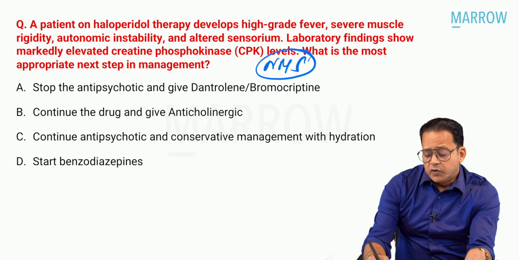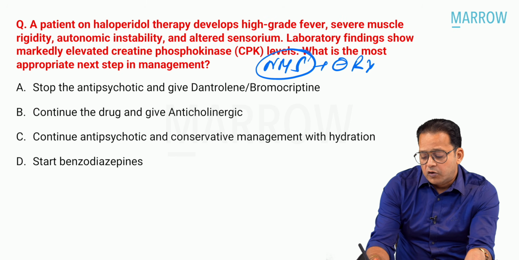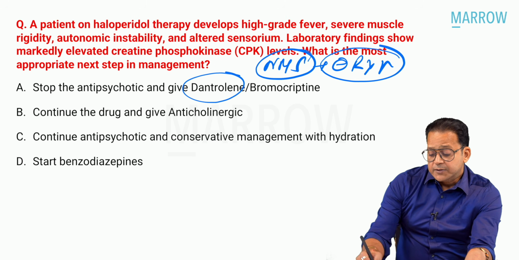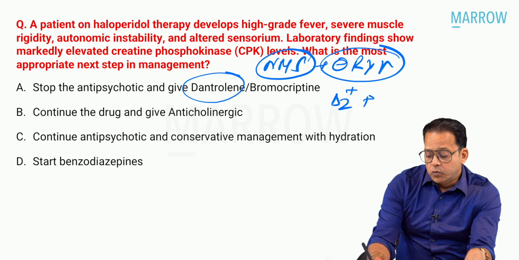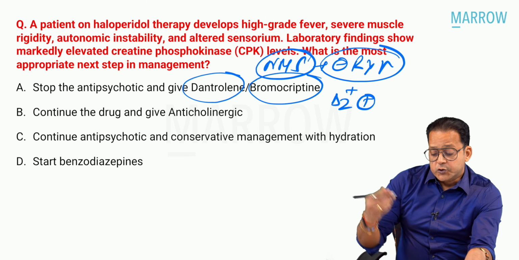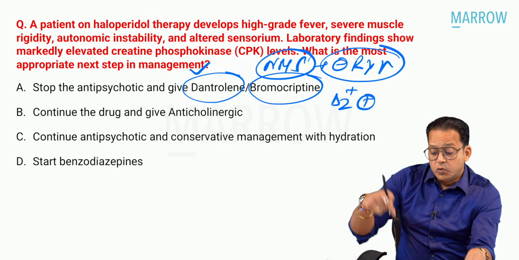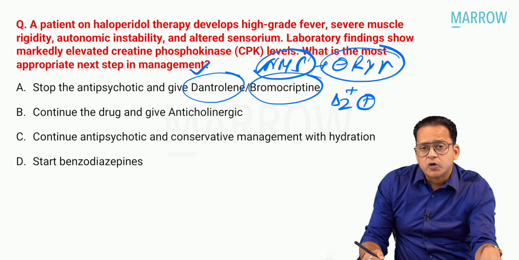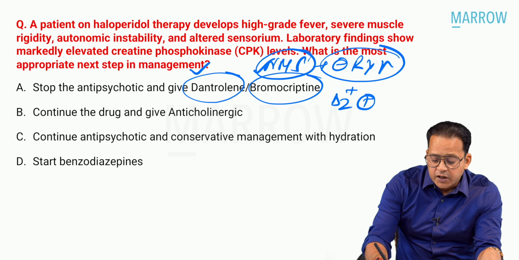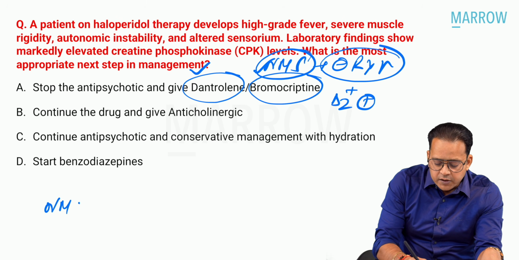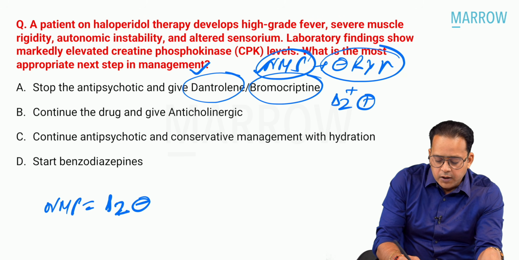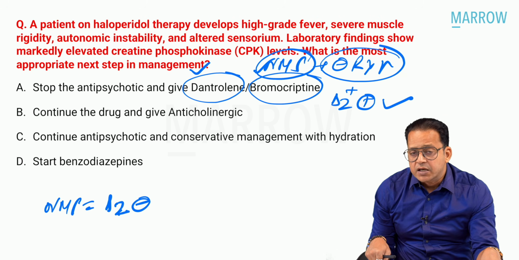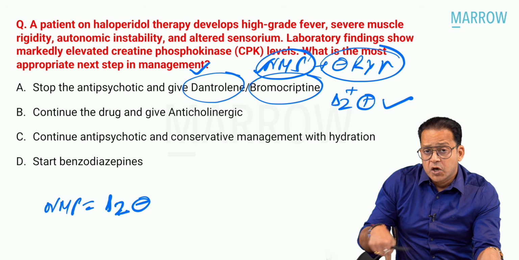And immediately, for NMS treatment, I have to give a blocker of RYR, the ryanodine receptor, that is dantrolene. Plus, I have to combine a D2 agonist, that is bromocriptine. So the drug of choice is dantrolene, but the most specific drug is bromocriptine. Most specific means opposite of the cause. Why is NMS seen? What is the cause of NMS? NMS is caused because of D2 block. The opposite of D2 block is D2 stimulation. So this reverse mechanism by which I can use a drug is called most specific.